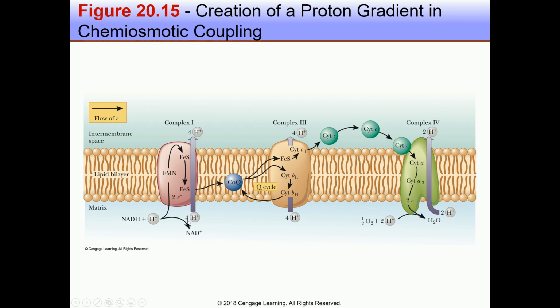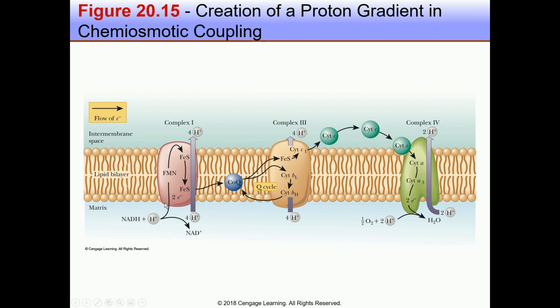So this picture shows you that when these electrons are getting transported through these protein complexes, there are protons being pumped. Through complex number 1, 4 protons are pumped. Through complex number 3 also 4 protons are pumped, and through complex number 4, 2 protons are pumped. So when the electrons are being passed through these electron carriers in the electron transport chain, around 10 protons are pumped.